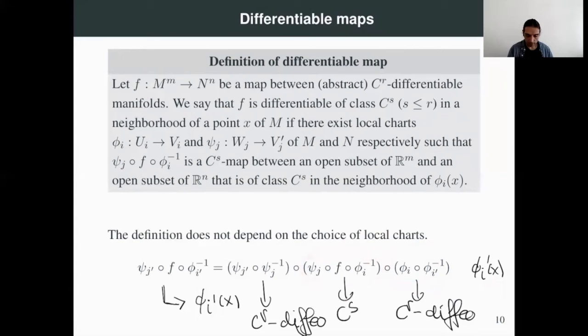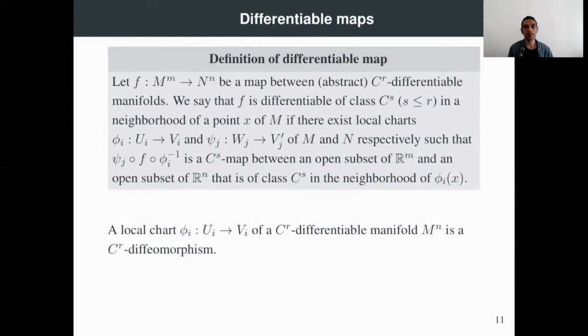And again, this one over here is a CR diffeomorphism. So when we compose these three things, we are going to have something that has differentiable class CS, because CR implies CS if S is less or equal than R. And that's the reason, because we have to consider S less or equal than R. Otherwise, we could have situations in which the expression of the map in some local charts could be CS, but it couldn't be CS in other local charts. So in order to define intrinsic properties, we need this compatibility condition. It's absolutely necessary.